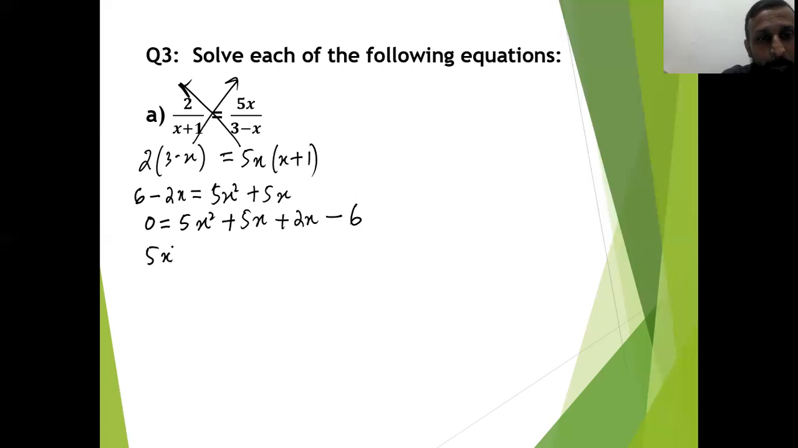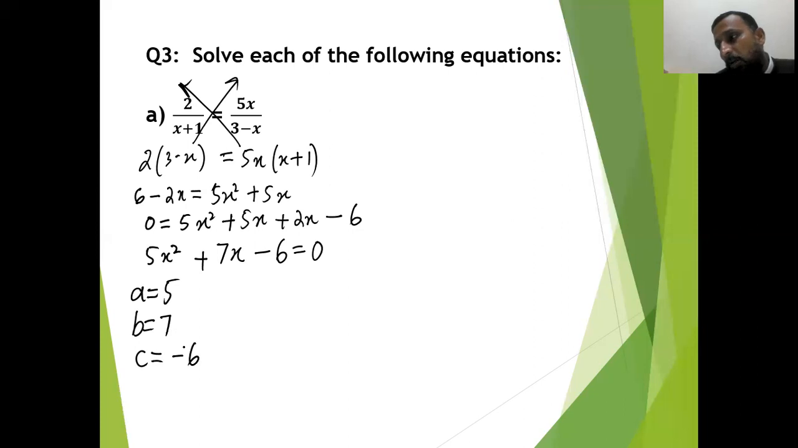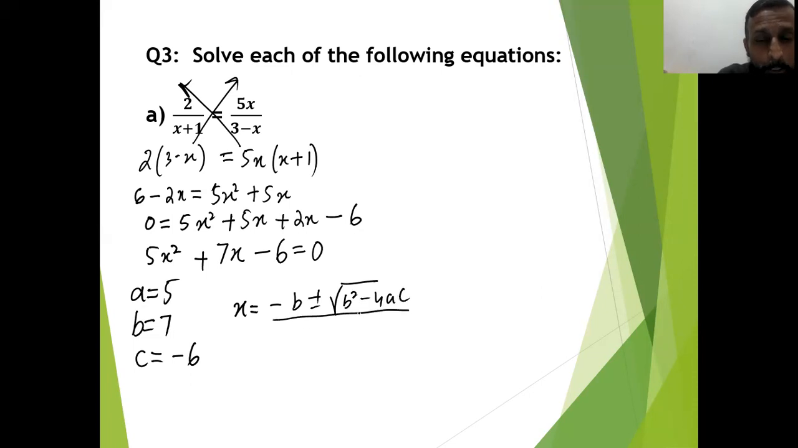Simplify this more, plus 7x minus 6 equals 0. So dear students, you can see the value of a is 5, the value of b is 7, and the value of c is negative 6. Okay, now again, quadratic formula: x equals minus b plus minus under root b square minus 4ac whole upon 2a.